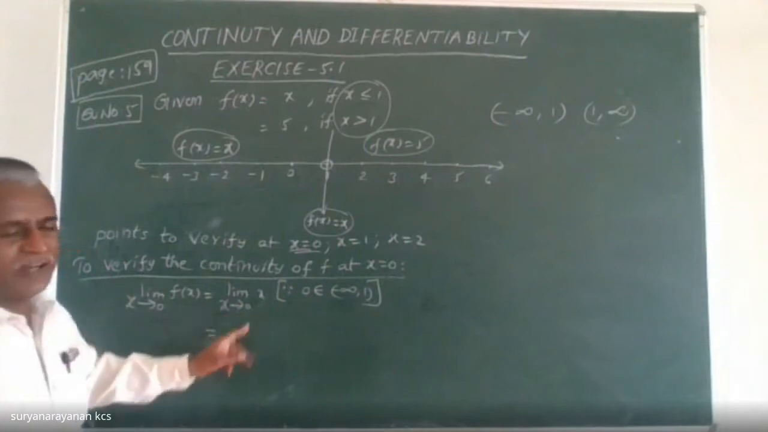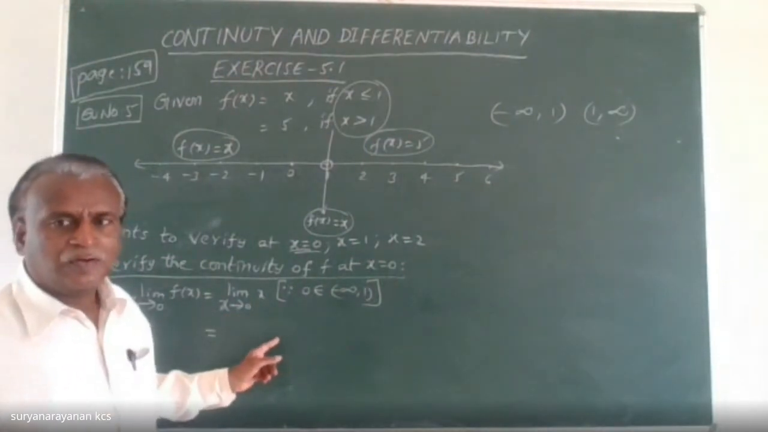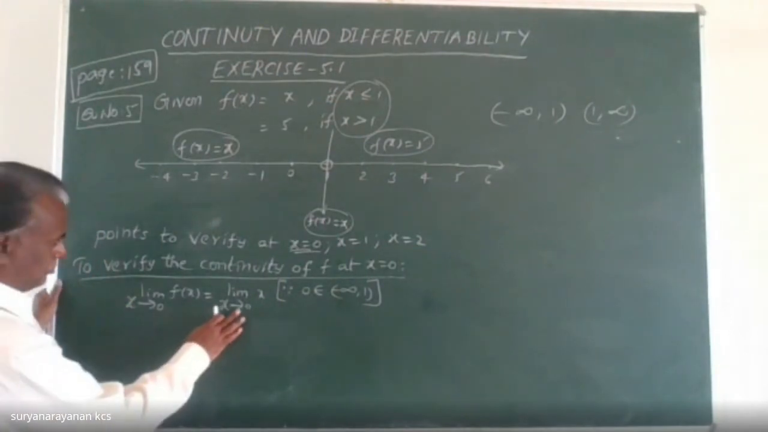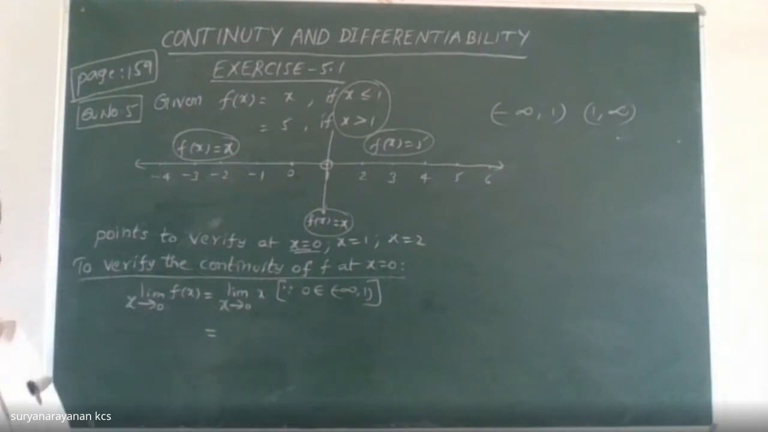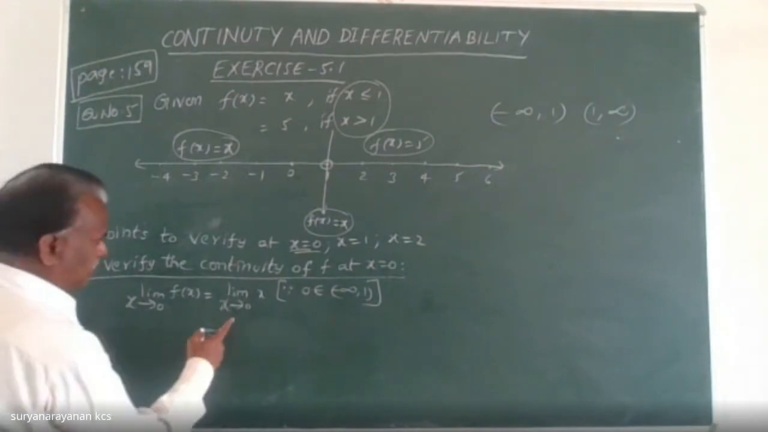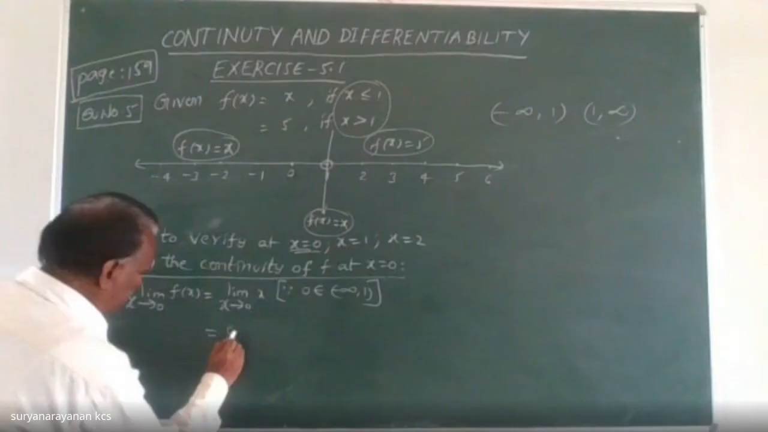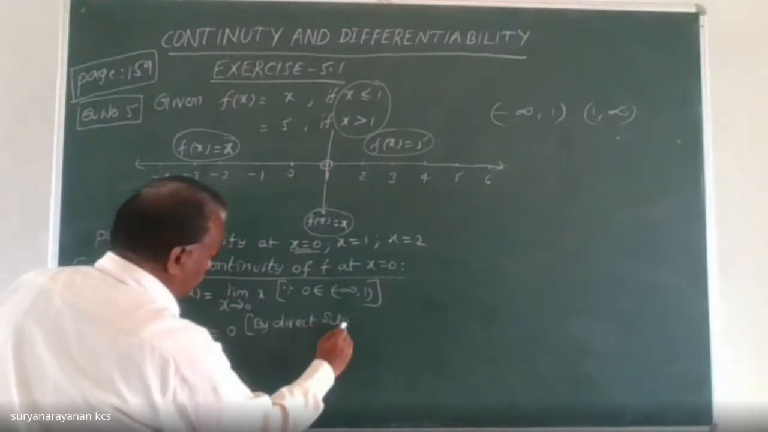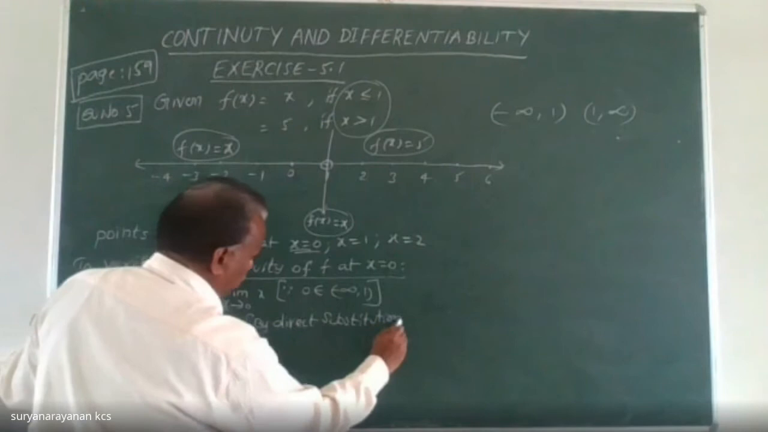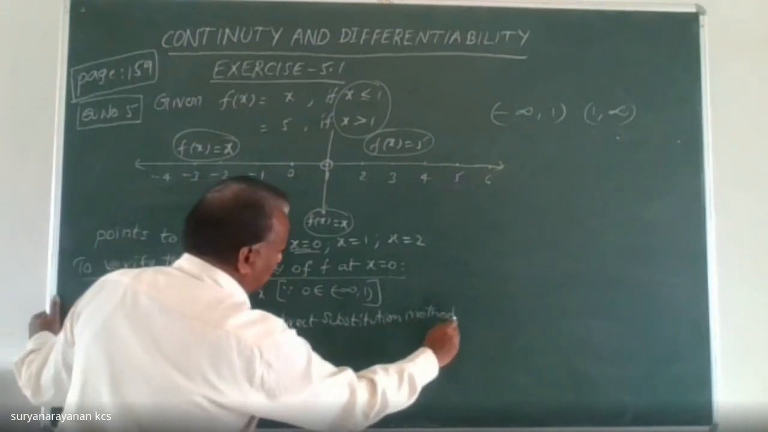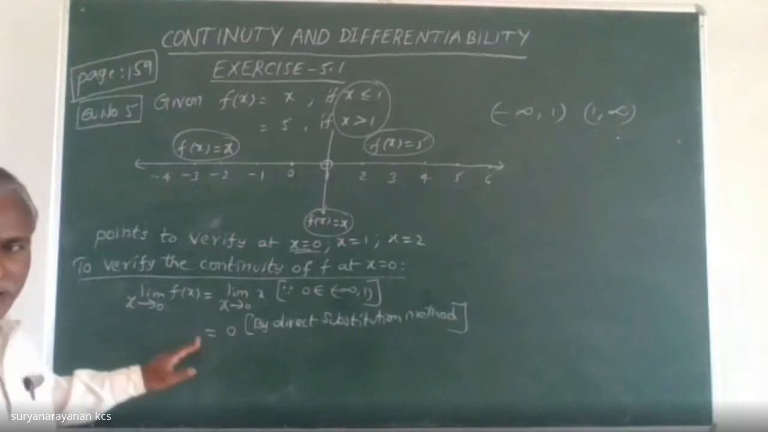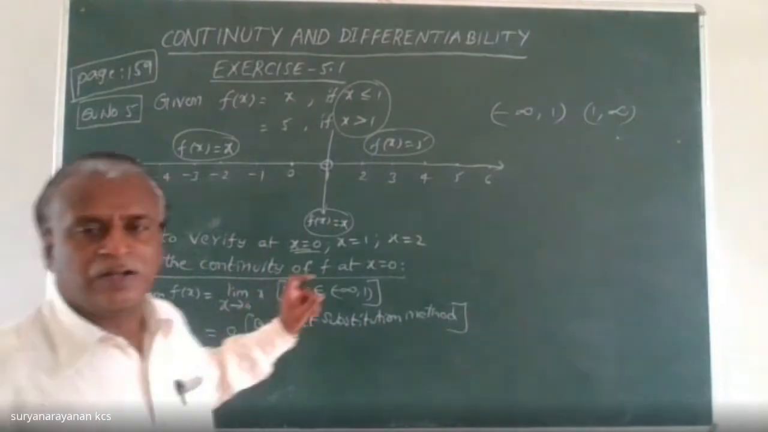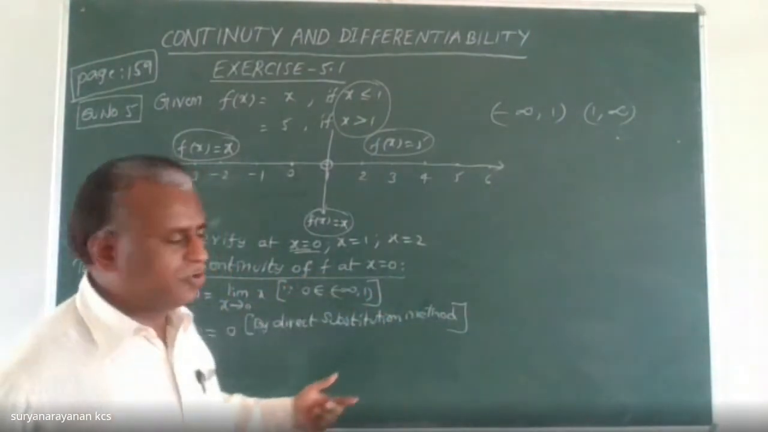Now, what is the limit of this function? Tell me. What is the limit of this function? 0, sir. 0. Previously, I told you, first and foremost method is direct substitution method. So we substituted x is equal to 0 in this function. We got here the limit of this function at x is equal to 0.